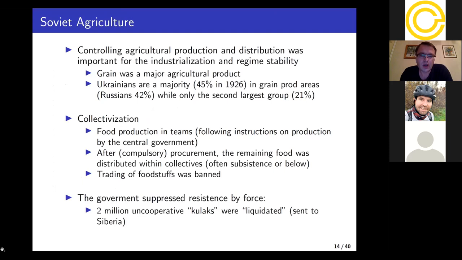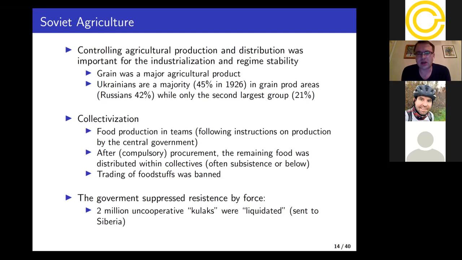Some basic facts about Soviet agriculture, which are important for this paper. So, first, it's important to underline that for the government, it was very important to control agricultural production and distribution because it was a kind of a necessary condition for the industrialization and regime stability. So agriculture was the largest sector, the natural sector from which to get savings and to invest in the industry.